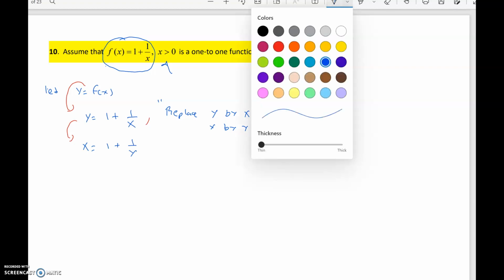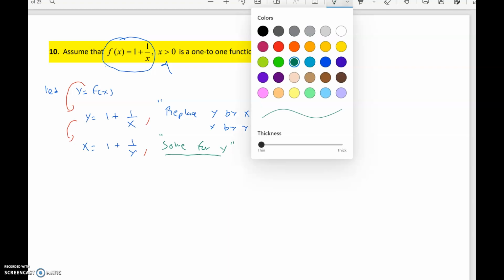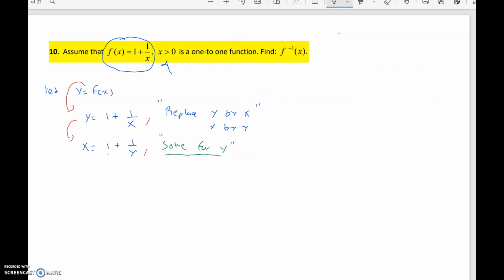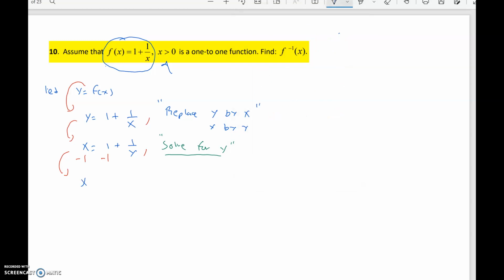And then at this point, we're going to solve for y. So let me just put it as a comment. Solve for y. So our first step to solve for y is going to be to subtract the 1. And we'll end up with x minus 1 is equal to 1 over y.